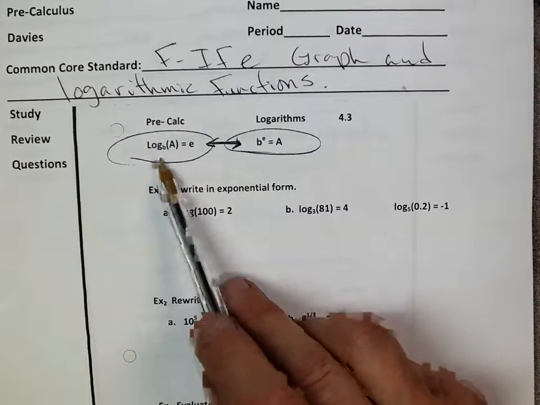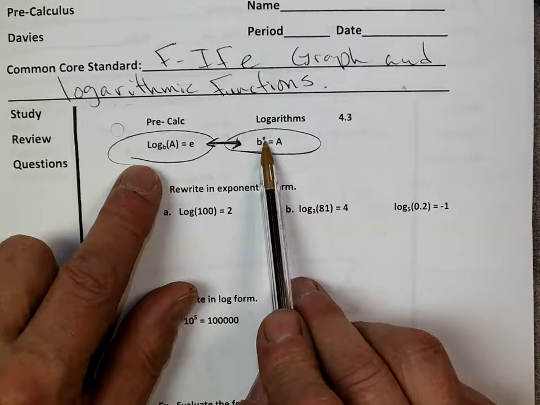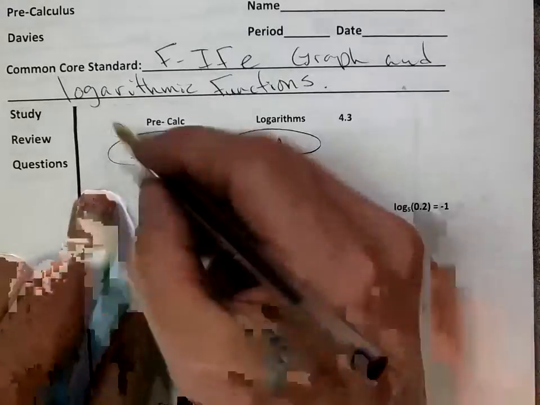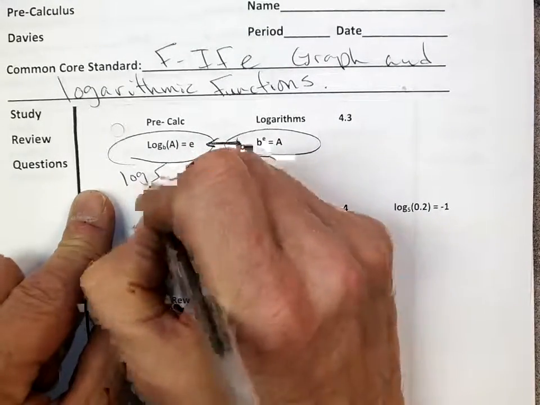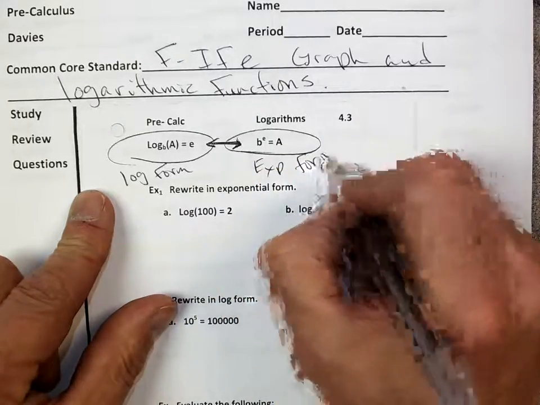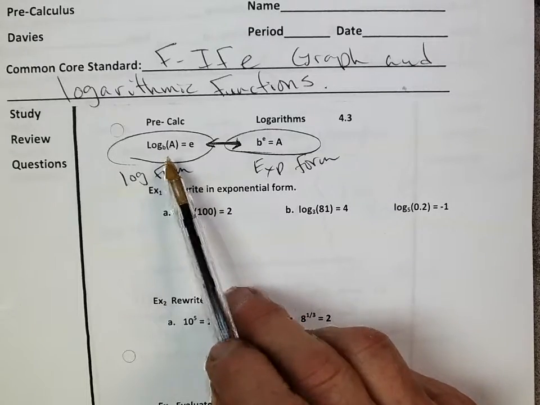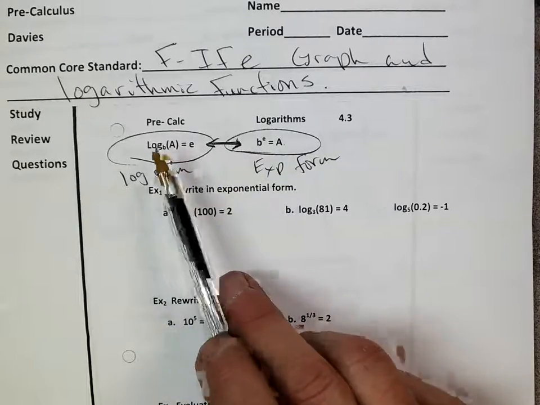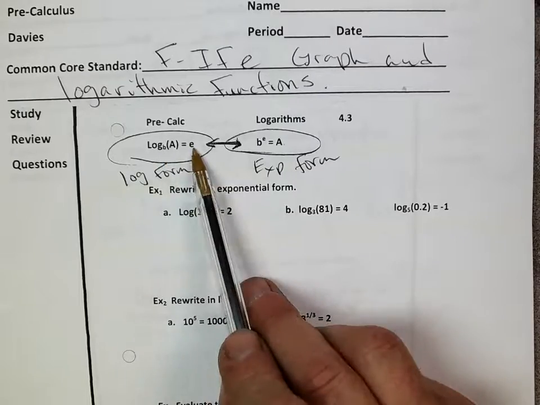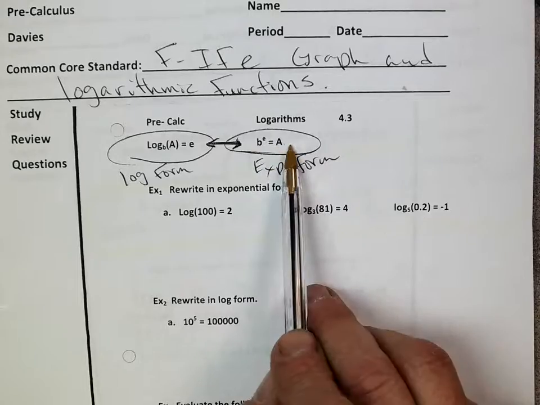In fact, if we look right up here, I have log of some base b of a. This is a logarithm. What does it equal? E. The E stands for the exponent. Okay, this is exponential form and this is log form. So we can rewrite it from log to exponential. We can go b to the e equals a, or the base to the exponent equals a, alright?